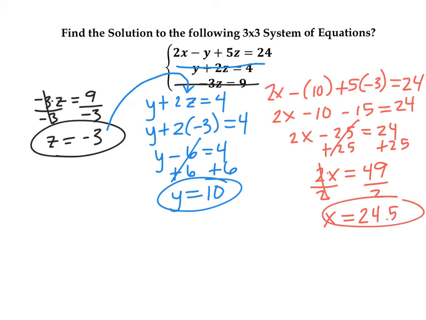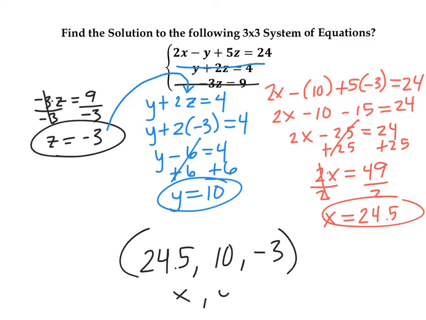When I was preparing this problem, I thought that was going to come out as a whole number. So I did not do this on purpose, but we have three values. We have the x, y, and z, and since we're looking for the location where they all intersect, we're going to write it as x, comma, y, comma, z. We have 24.5, comma 10, comma negative 3. That is the solution, the x, y, z.